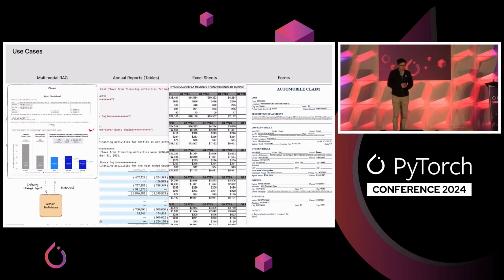Some of the use cases that we see with very good data indexing and multimodal RAG pipelines is you're able to perform analysis over, for instance, investor slide decks, annual financial reports with a lot of tables, Excel sheets, insurance claims, form extraction. And these are all very practical real-world use cases that we worked with both our users and our customers on.